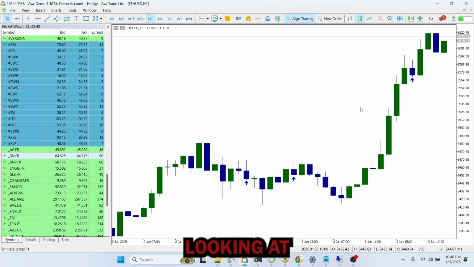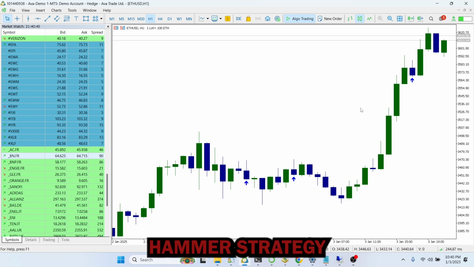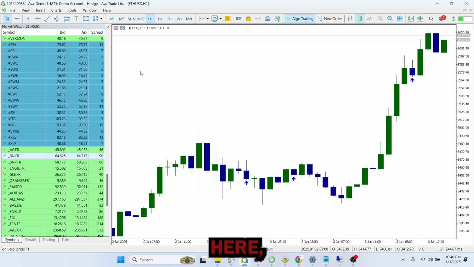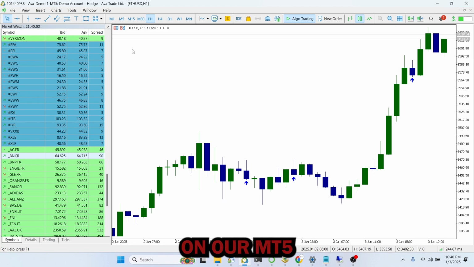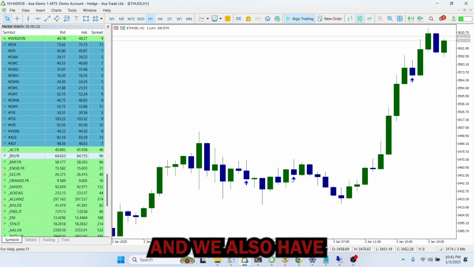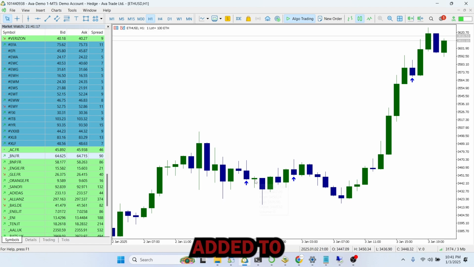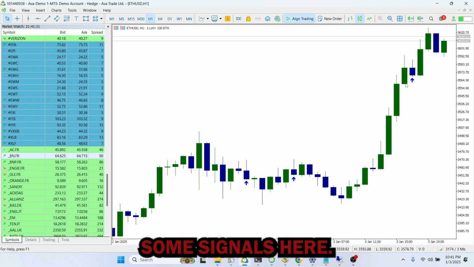Today we're going to be looking at the Twilight Hammer Strategy for Ethereum USD on the 1 hour time frame. As you can see here, we're currently on our MT5 and we are on ETHUSD on the 1 hour time frame. We also have the Twilight Hammer Strategy indicator added to this chart here. And if you look closely, you can see some signals here.